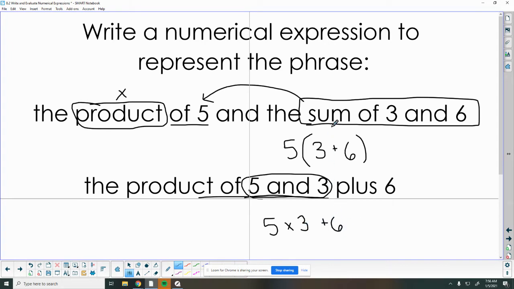So we can see a big difference here is that word sum. When we have that word sum in there, it wants us to find a total, adding first. If it just says plus 6, then we're just doing that after the fact. So on this problem, we would do 5 times 3 first, which is 15, and then add 6. Up here, we would do 3 plus 6 first, which is the sum of 9, and then multiply by 5. So you've got to pay attention to those little key words that tell you, are you making a total here, or are you just adding on 6 more?